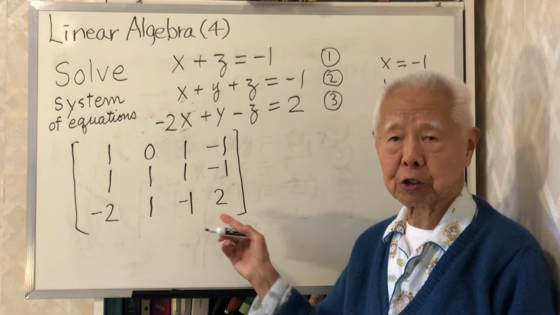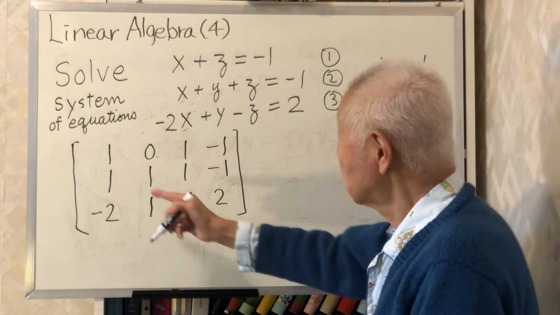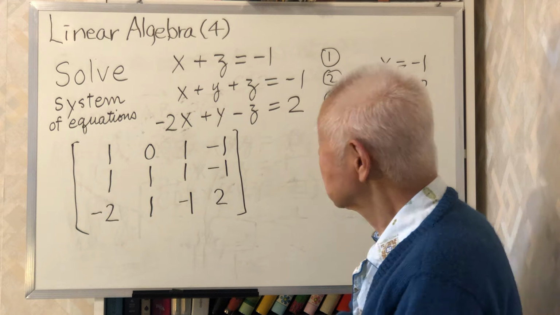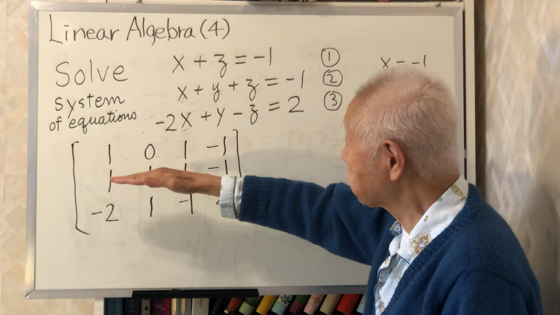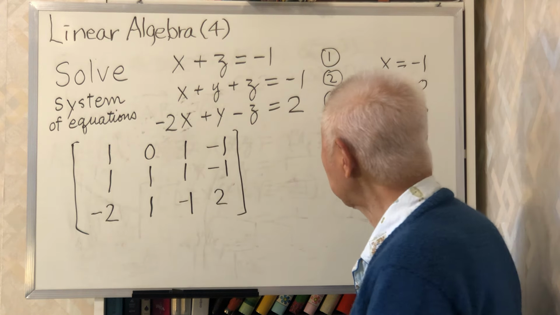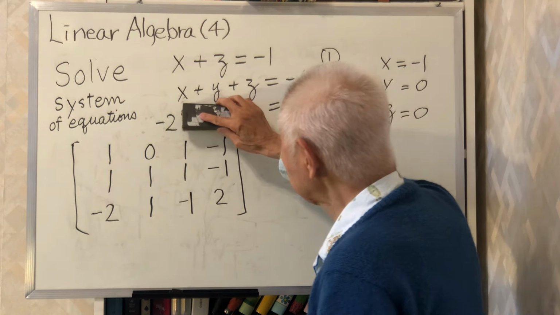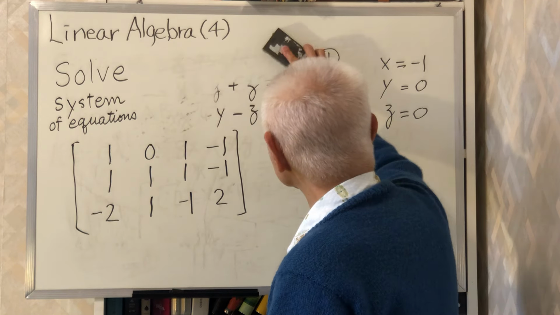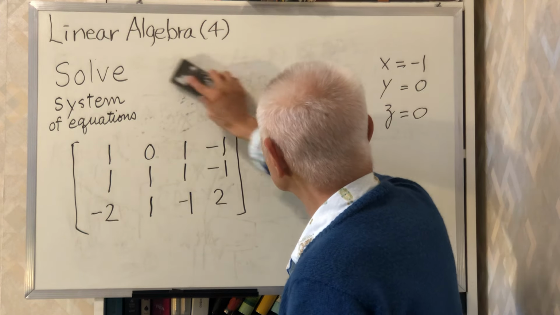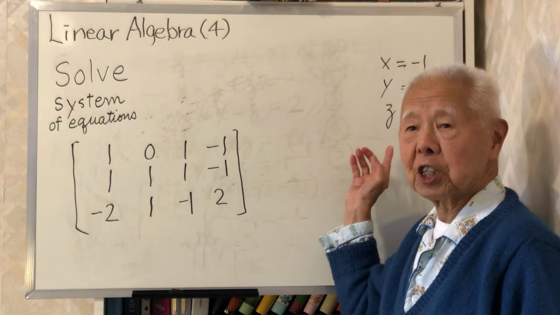I have this matrix. Let's do this. Eliminate this, so I can use this row to subtract this row. Then 1 minus 1 becomes 0. I should erase this to have more space. Let me leave the answers there.